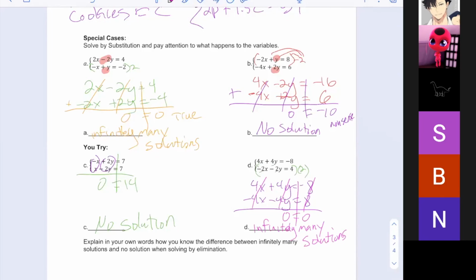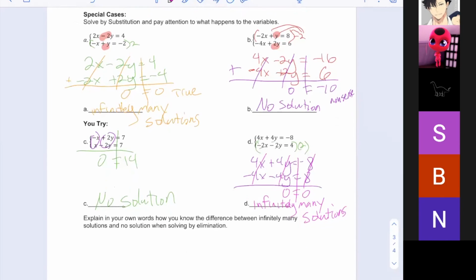All right, so when you're writing in your own words, look at these two examples and think about how they're different, how you know it's no solution and how you know it's infinitely many solutions.